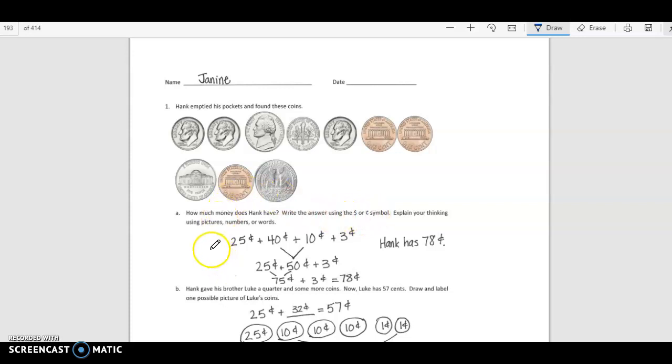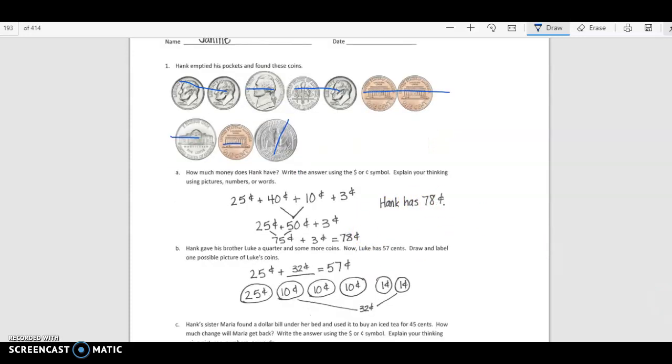Okay, so they said he has 1 quarter. They started with the biggest coin and they wrote the 25 cents. And then they went to the next biggest, which is the dime, and he has 1, 2, 3, 4, and we know 4 tens is 40. He has 2 nickels equals 10 cents plus 1, 2, 3 pennies. So they have all the values written out here, and then when they add it up, they get 78 cents. And you'll see that Hank has 78 cents as written out as a complete sentence.